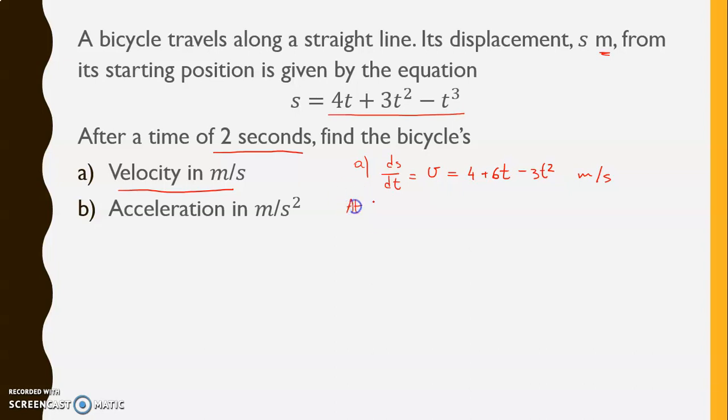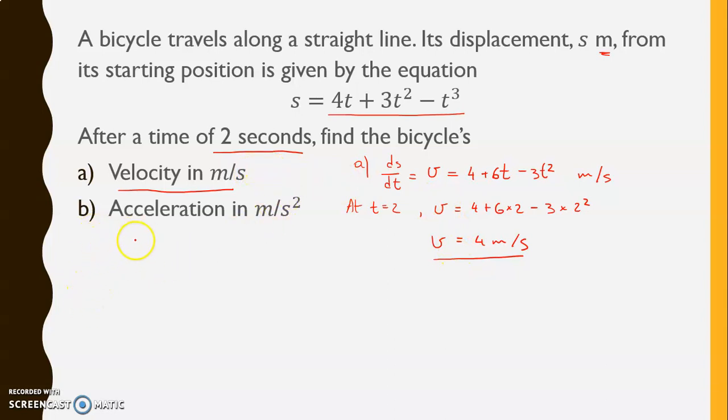So at t equals 2, the velocity is 4 plus 6 times 2 minus 3 times 2 squared, and that is 4 meters per second. So velocity is 4 meters per second. Here we've used differentiation, starting from a displacement function, to find the velocity at a given time.